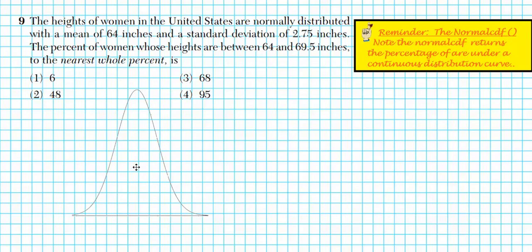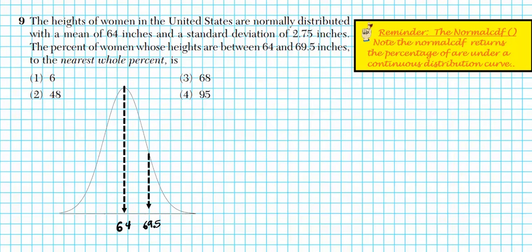normal curve. Okay, so let's just say this is a graphical representation of a situation. So it's normally distributed, so we can represent it using a normal curve. So the mean is 64. 69.5, let's just put it somewhere here. And there goes the upper bound. What this question is asking is what percentage of the population is represented in this region right here.